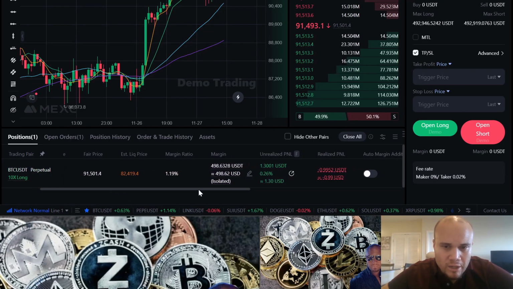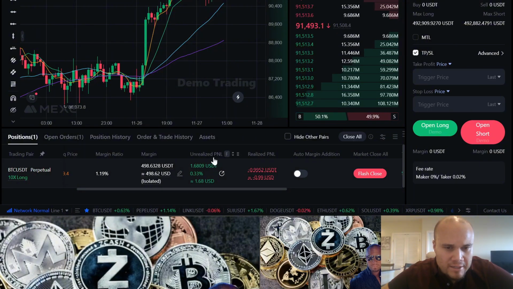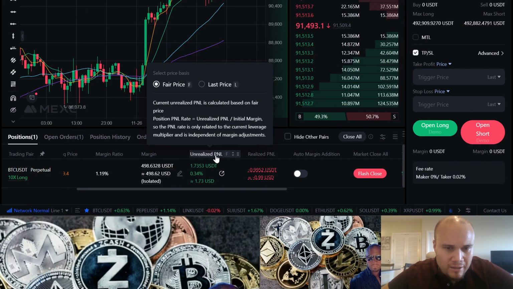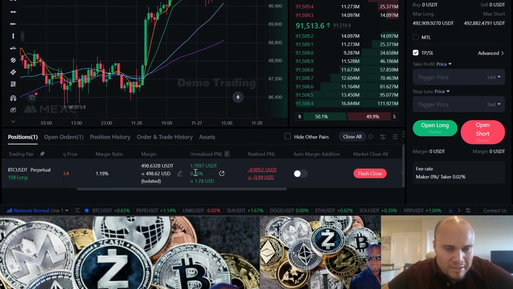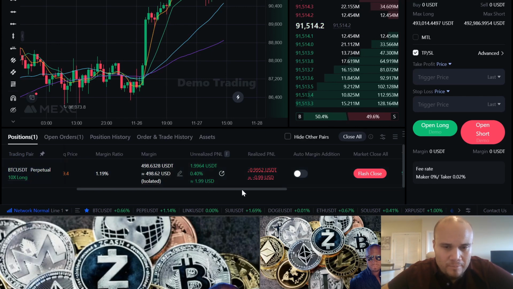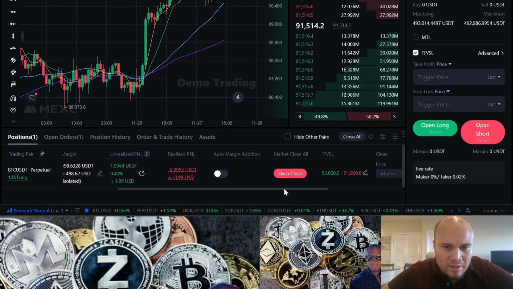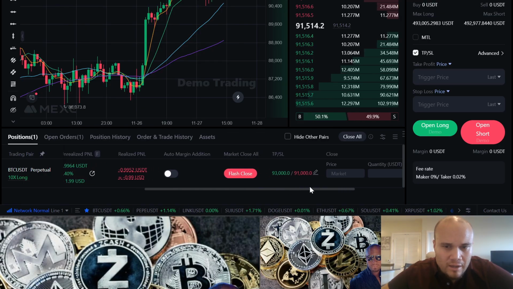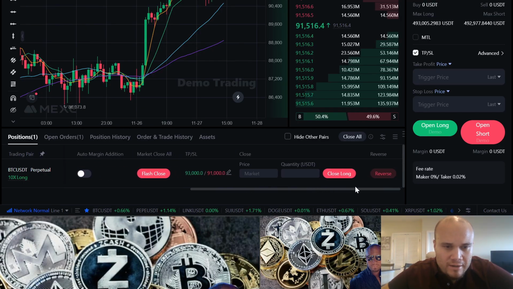Moving on to what we've got here. Right now, you can see that the trade has an unrealized P&L, profit and loss. I'm actually up about $1.78 on this trade and up about 0.35% here. Moving on to the right here, if I wanted to get out of this trade, I could close a long.